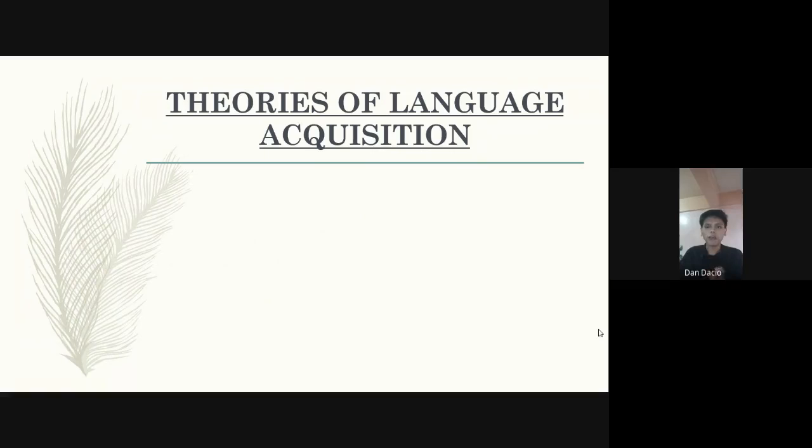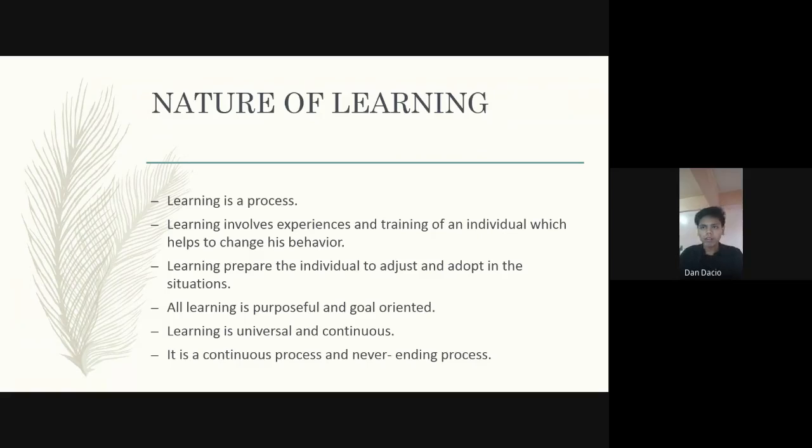Why do we need, or what is the importance of, theories of language acquisition? Language acquisition is important to be studied in order for us to understand what are the different factors that affect a child or a student in order for him or her to learn or to acquire another language easily. So in theories of language acquisition, there is a nature of learning.